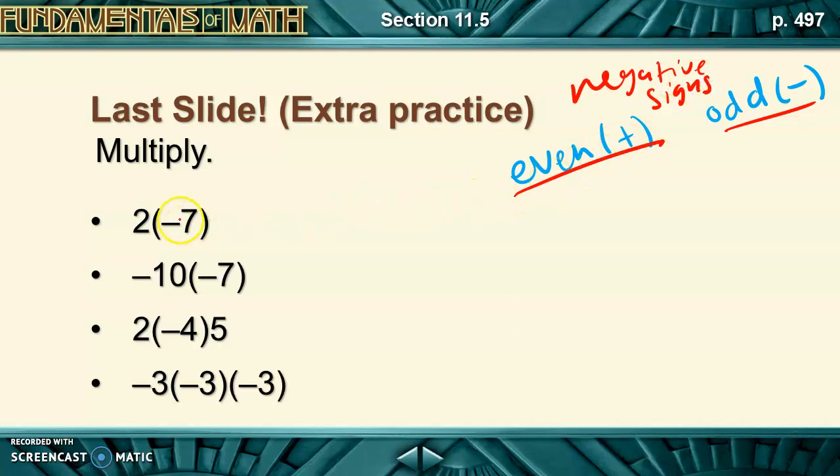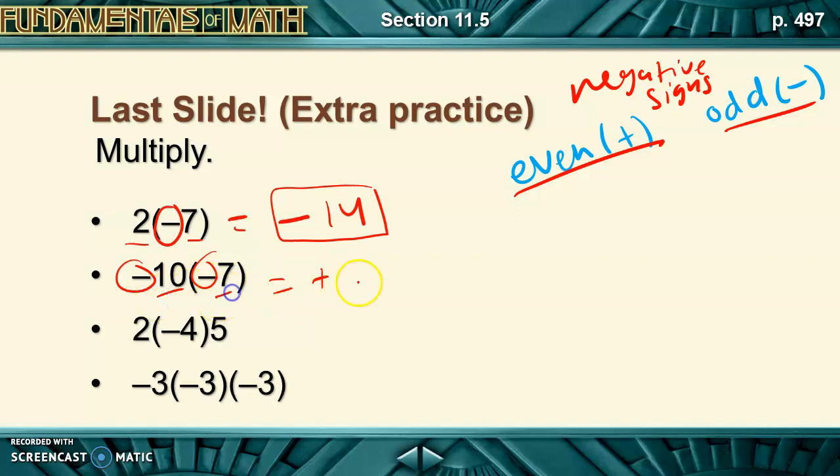Alright, so let's go ahead and look at this first one. 2 times negative 7. We have 1 negative sign, so the whole thing will be negative. And 2 times 7 is 14. Answer, negative 14. Next one, we have 2 negative signs. That's an even amount, so the whole answer is positive. And 10 times 7 is 70. So our answer is positive 70.